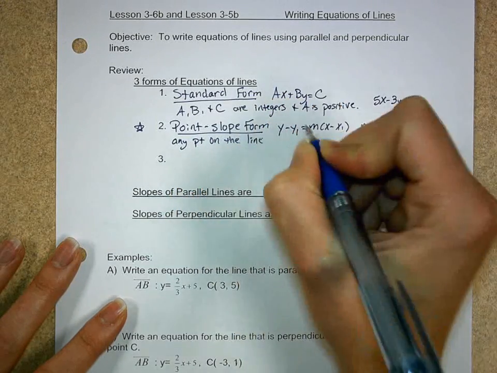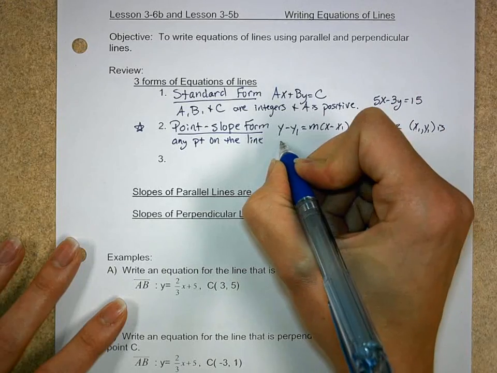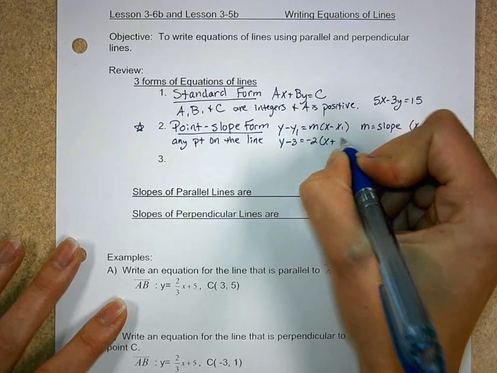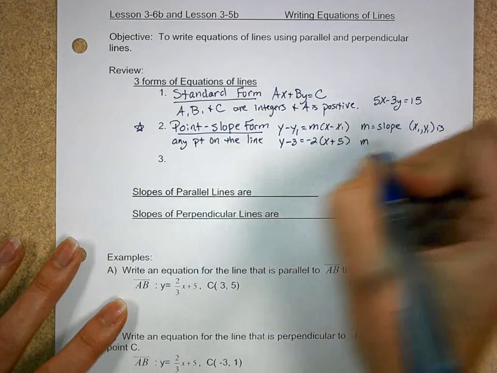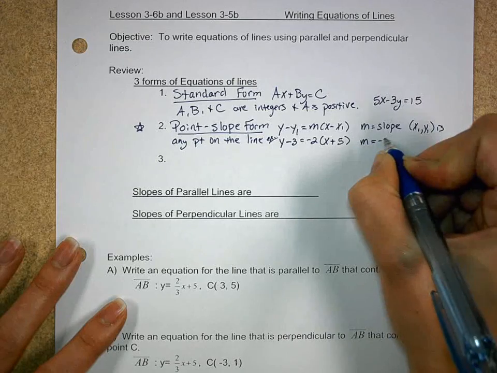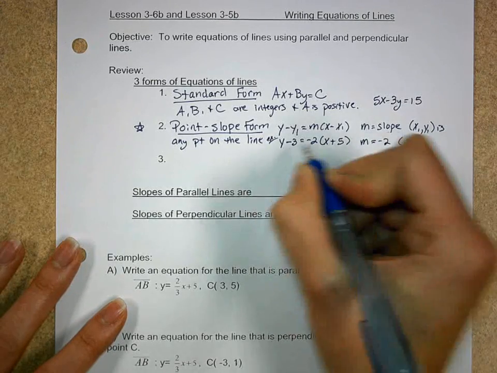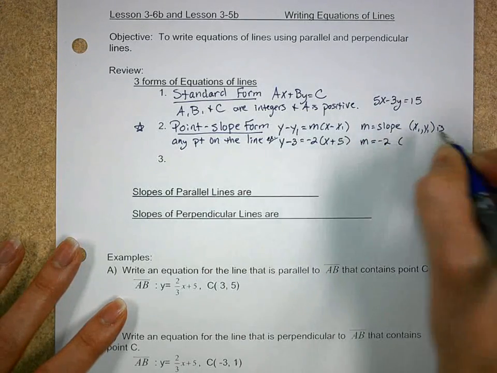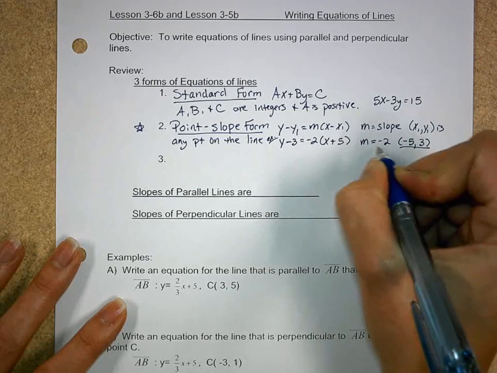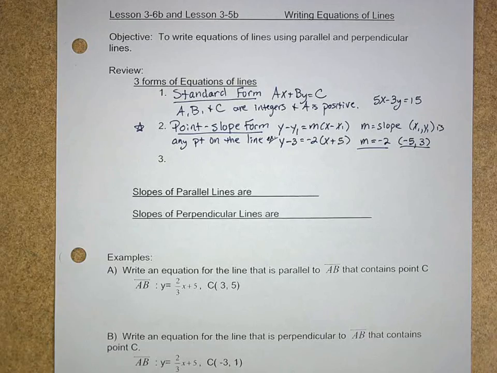An example of this would be something like y minus 3 equals a negative 2 times the quantity x plus 5, where your slope is going to be a negative 2, and your point comes out the opposites. Remember, this is x1 and this is y1. So this would be a negative 5, positive 3. So we should be able to plug it in and be able to pull it out.